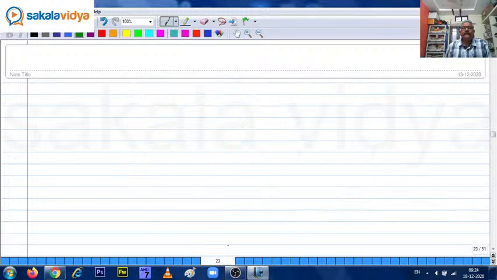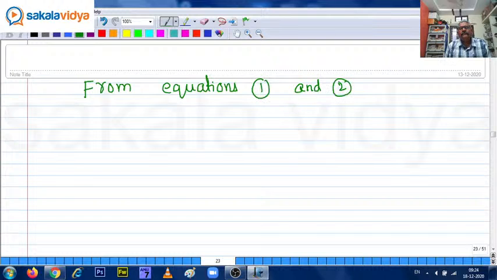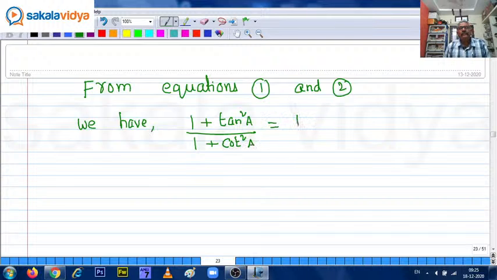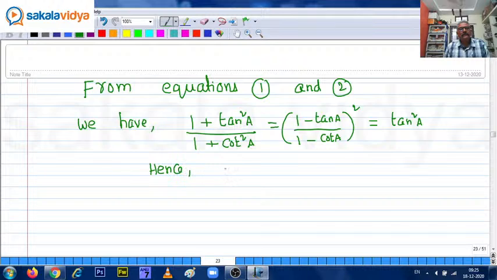So from 1 and 2, what do you observe? That observation we need to write. So from equations 1 and 2, we have 1 plus tan square A by 1 plus cot square A equals to 1 minus tan A by 1 minus cot A whole square equals to tan square A. Hence proved.